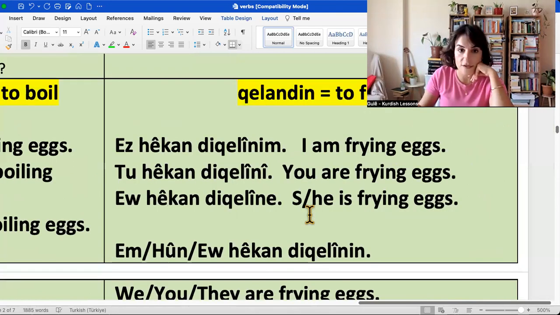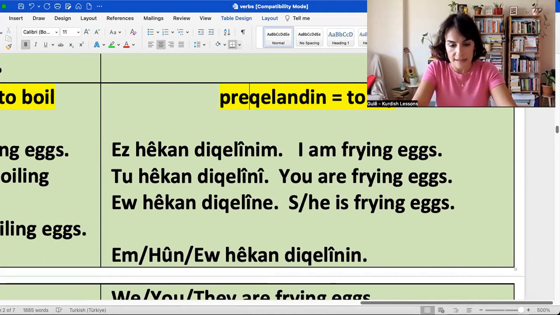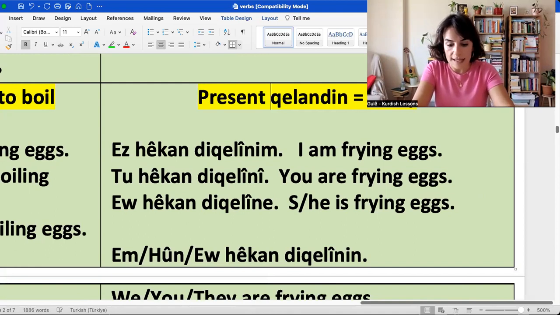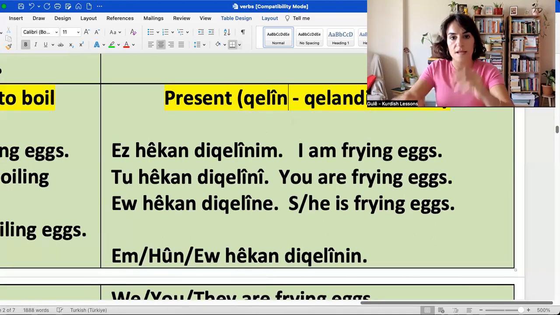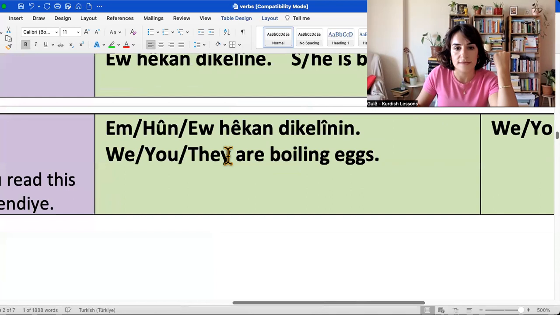And there is another word, kalandan, which means to fry. And present stem is qalin. Qalin, okay? Present stem is qalin. So as هيكان دقلين, to هيكان دقليني, أو هيكان دقليني, أم هون أو هيكان دقلين. Okay, now next part.